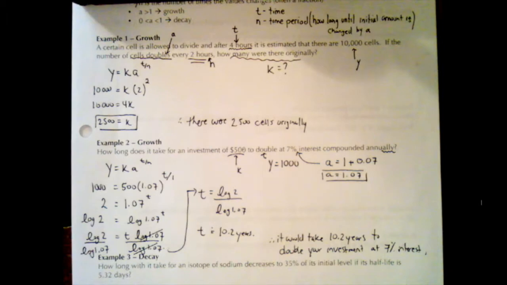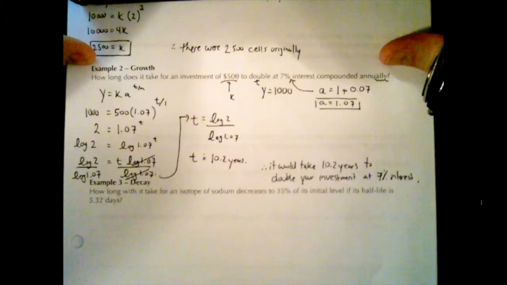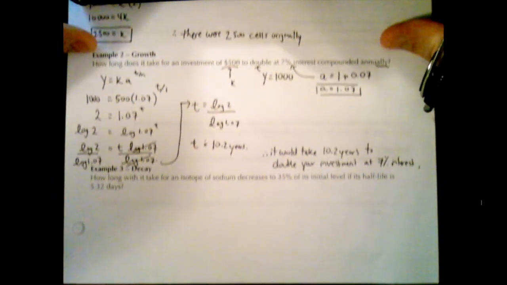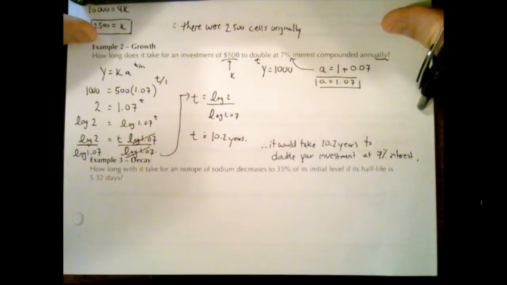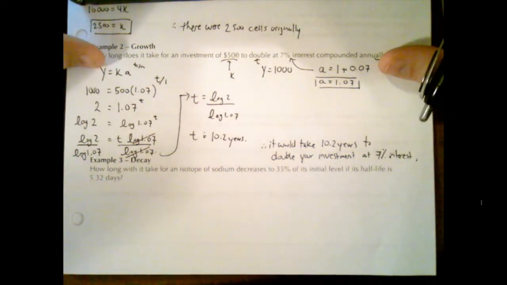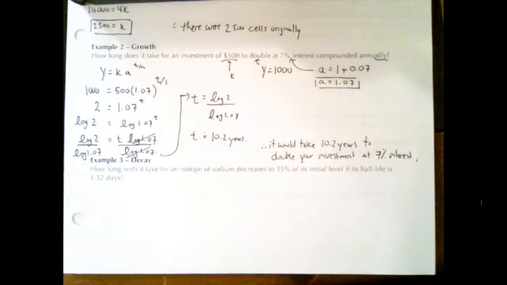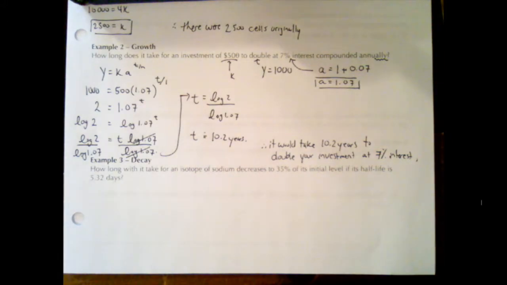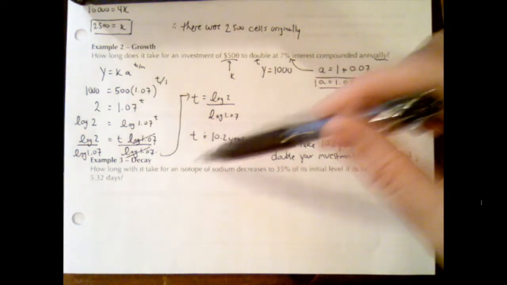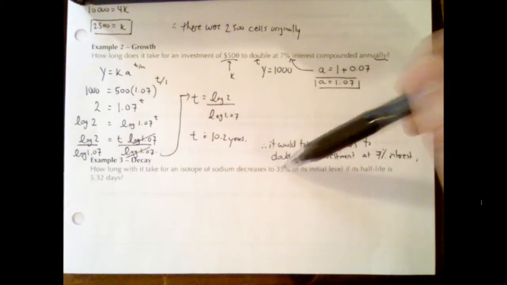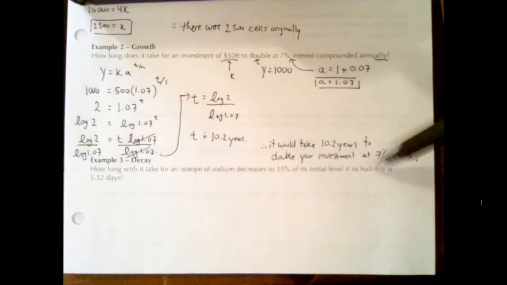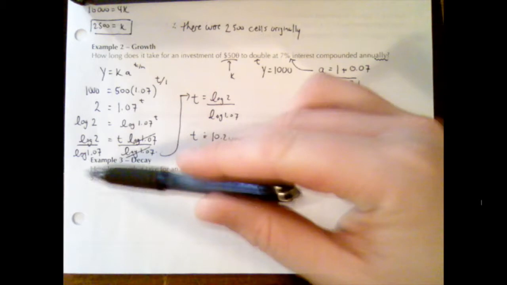All right. Example 3. This one is a decay question. It says, how long will it take for an isotope of sodium to decrease to 35% of its initial level if its half-life is 5.32 days?